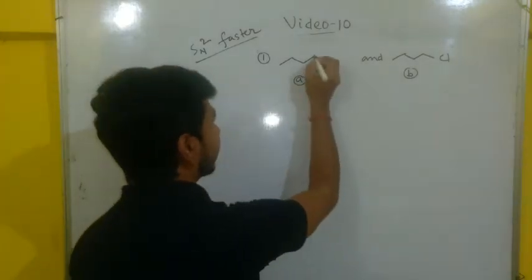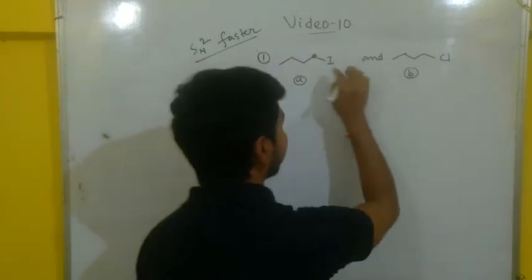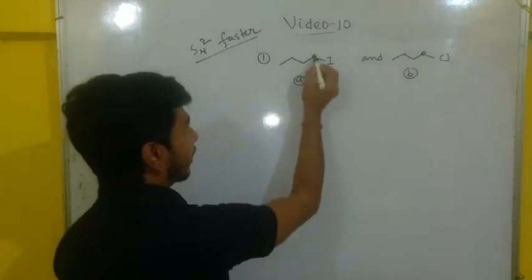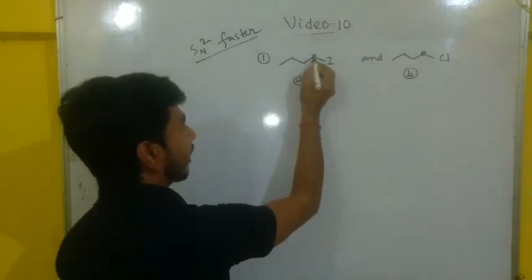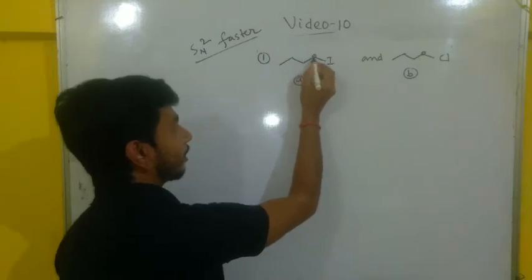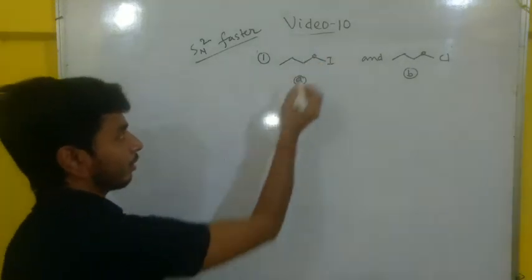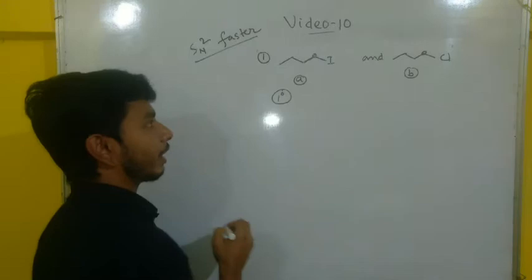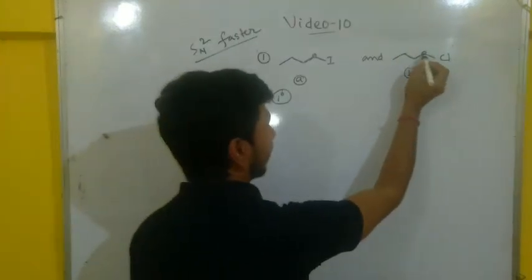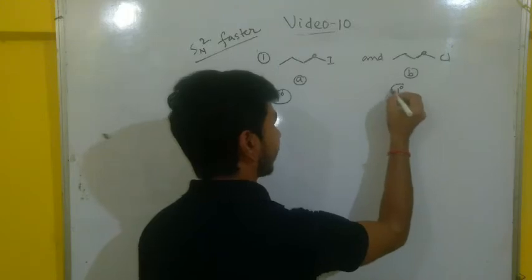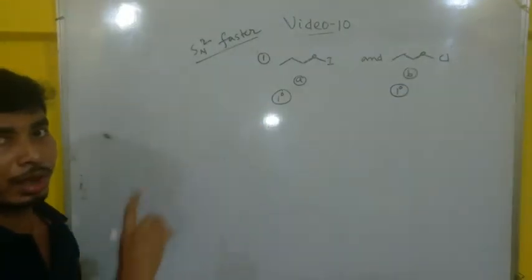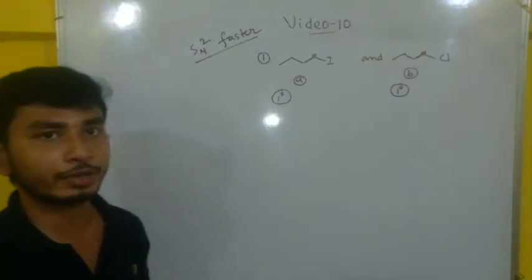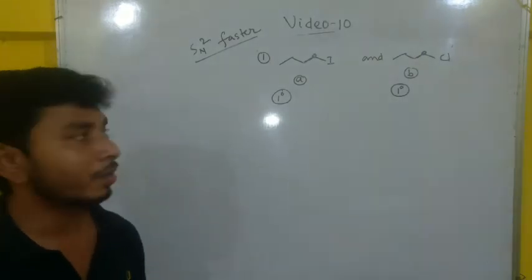Now let us say this carbon is bonded with a halogen group. This carbon is also bonded with a halogen group. The carbon containing halogen has one carbon-carbon bond, so it is a 1 degree alkyl halide. Here also the carbon containing halogen has one carbon-carbon bond, so it is also a 1 degree alkyl halide. So both are 1 degree alkyl halides, and by the degree we cannot decide which one will react faster, because the degree of both compounds is the same.